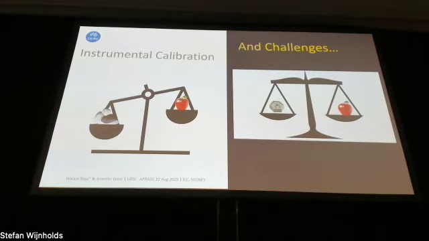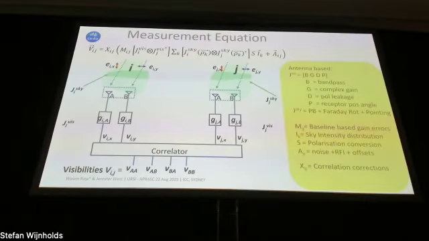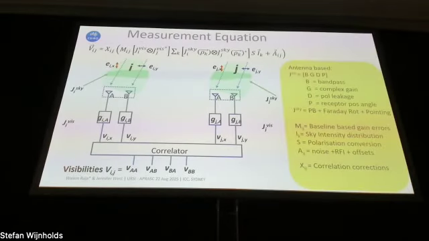All right, so now that I have introduced ASKAP, new technologies, new challenges, so you need to calibrate the instrument too. I won't go into these details. ASKAP is an interferometer. This is the measurement equation. What is it that we are measuring?